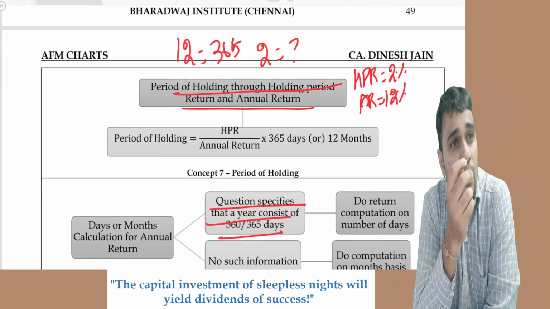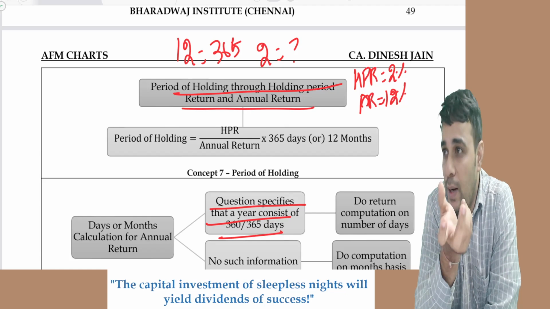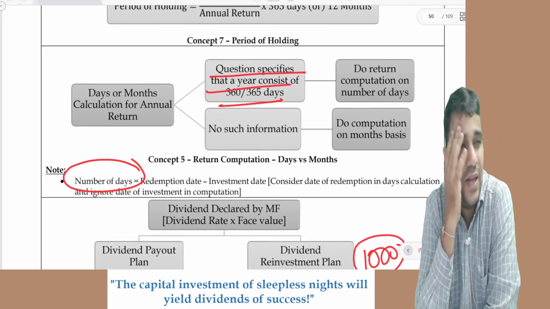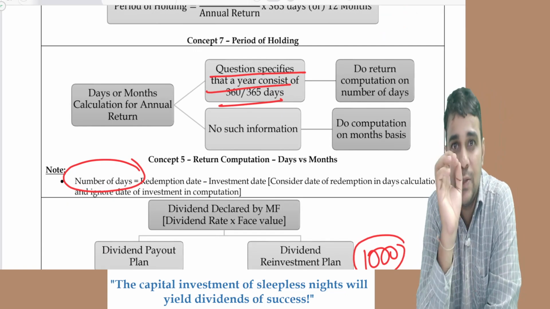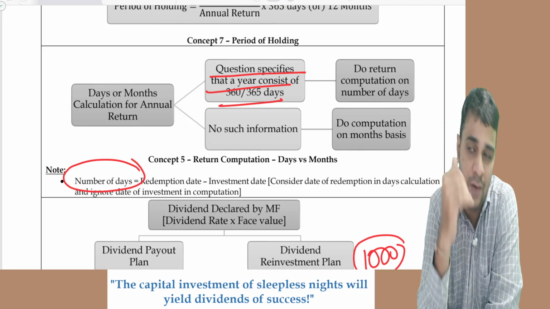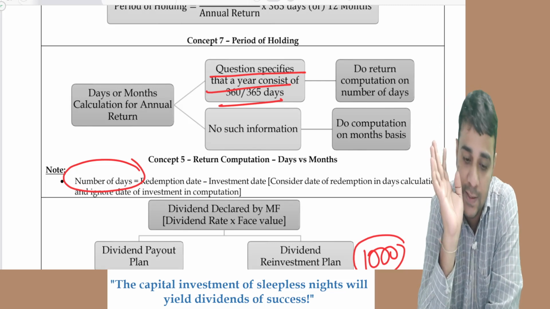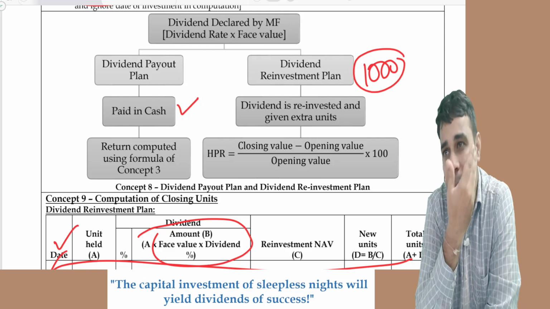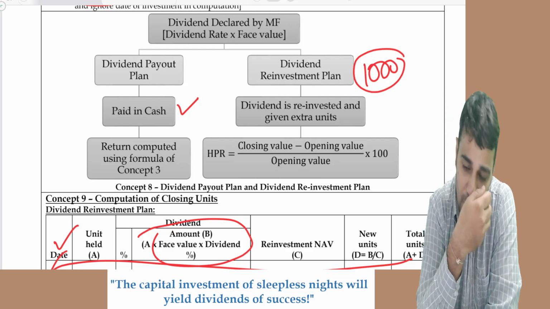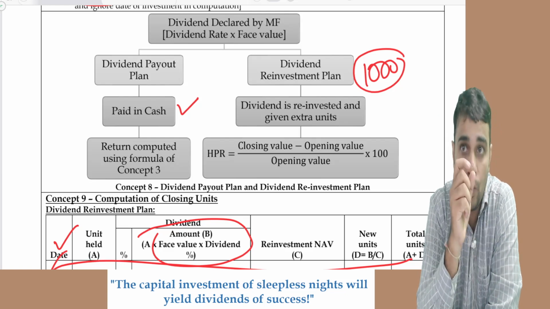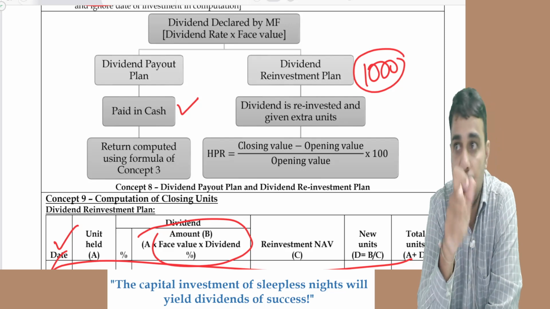Period of holding can be reverse worked, saying that annual return is equal to 12 months, holding period return is equal to question mark. Days or months calculation. If there is information on the date of investment, please do calculation in number of days. You will see this when I do the next segment of the chapter. And if no such information is there, do computation on months basis. Dividend declared by the MF. If they pay out the dividend, apply the same concept 3 formula. If they don't pay out the dividend, closing value minus opening value. What is closing value? Closing value is equal to closing units into closing NAV.